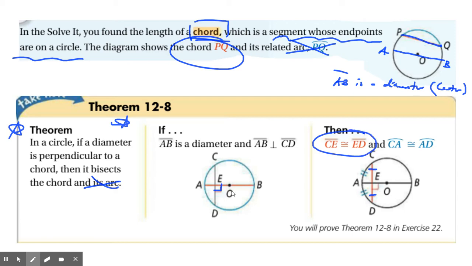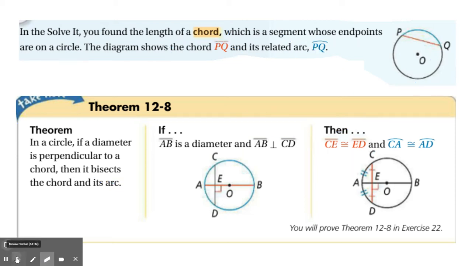Now, we can think of it also backwards. I didn't include this, but if they give you that these two segments are congruent, then you also know that the diameter and that chord are perpendicular. So it works both ways. I'll put arrows. It works forwards and backwards. So if you know these two segments are congruent, then you know that AB and CD are perpendicular as well.